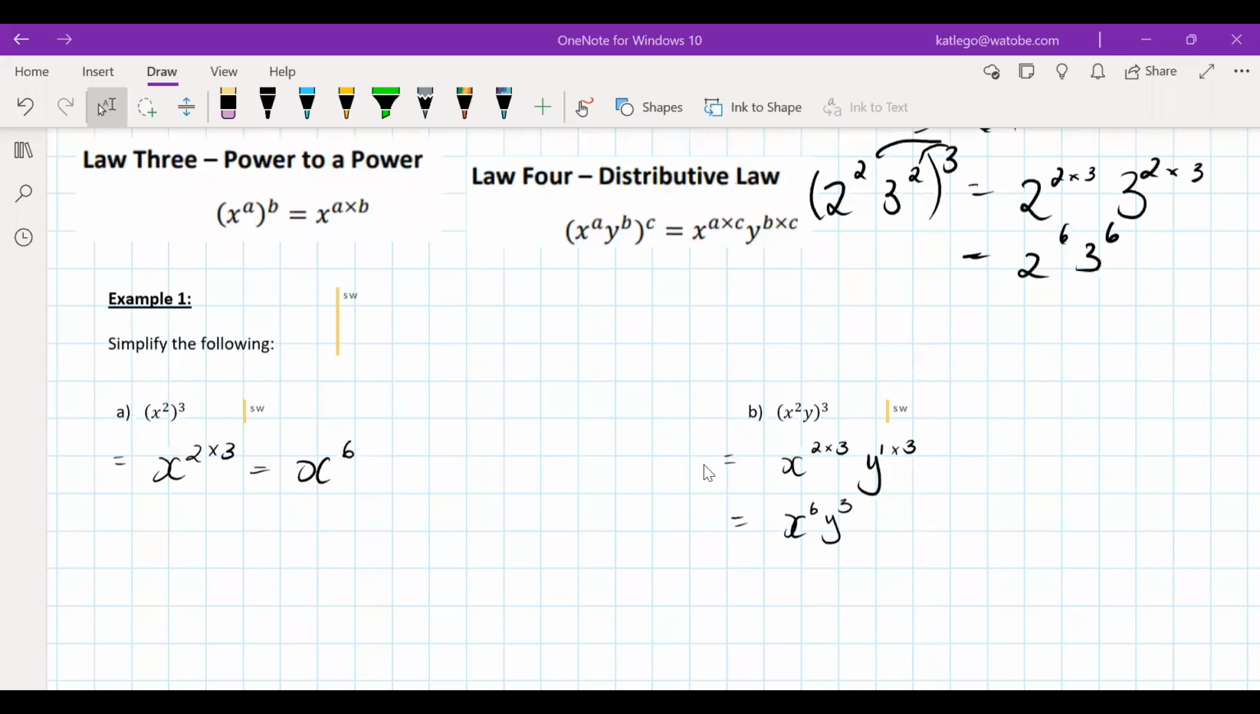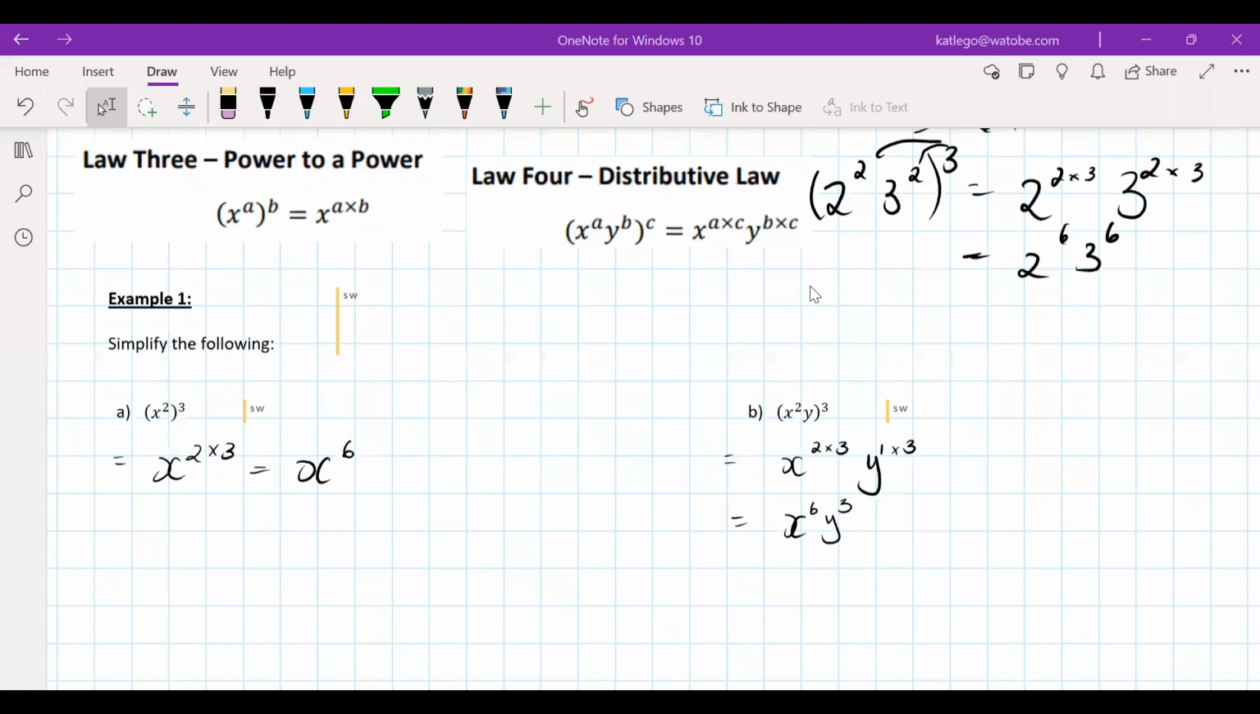How do we know which law is which? I have put them up on the screen for you. Law number 3 is here on the left. It says if you have base, exponent, exponent, so 2 exponents, that would be power to a power. You have a power of A to the power of B, 2 powers, then you would multiply. Law number 4 is a distributive law. This is when you have multiple bases and then you give it to everybody.